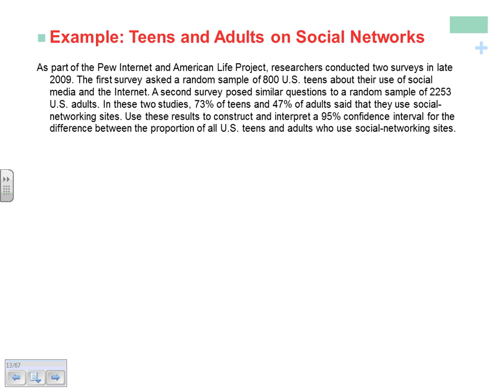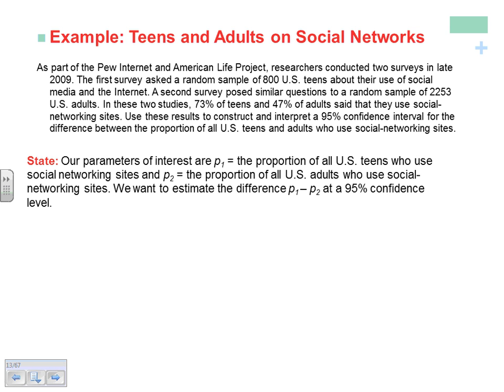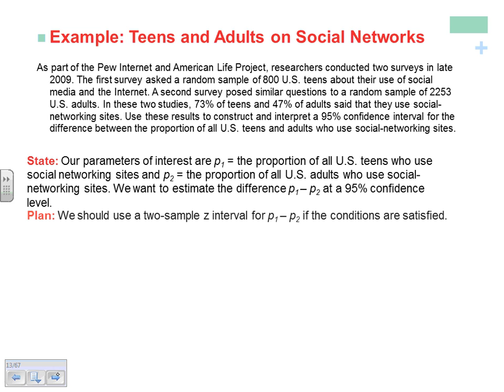Okay, so make sure you're telling me what you're trying to find here, the test you're going to use. So P sub 1 we're going to say is the proportion of all U.S. teens who use a social networking site, and P sub 2 is the proportion of all U.S. adults. And we want to estimate that difference, P sub 1 minus P sub 2, at the 95% confidence level. So the test that we're going to have to use is a 2-sample Z interval for P sub 1 minus P sub 2. Now we're going to have to check our conditions.